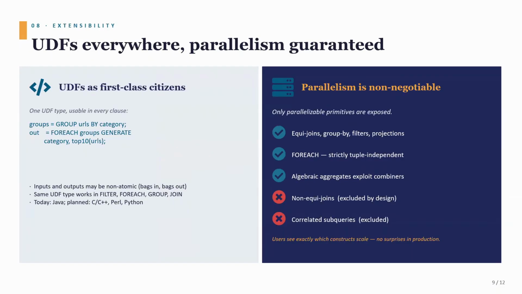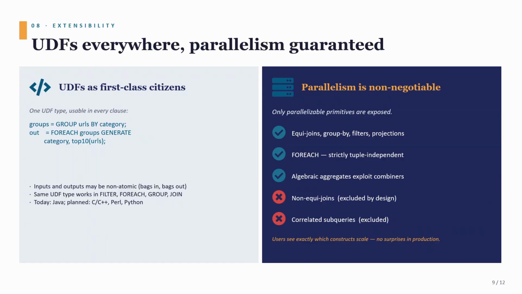Yeah. So here we discuss one of the strongest features of Piclatin, extensibility through user-defined functions. So Pig allows developers to create custom functions mainly using Java and use them almost everywhere, such as filter, foreach, group, and join. This gives programmers a lot of flexibility while handling complex data processing tasks.